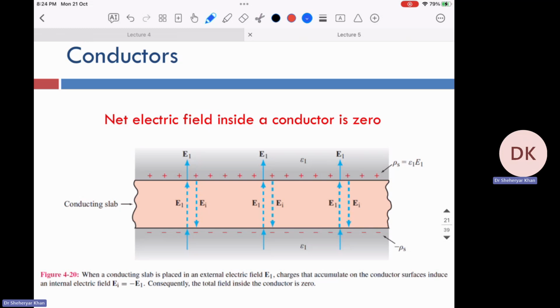Now, in the video, you might have seen something very beautiful. I want to show you the shielding.